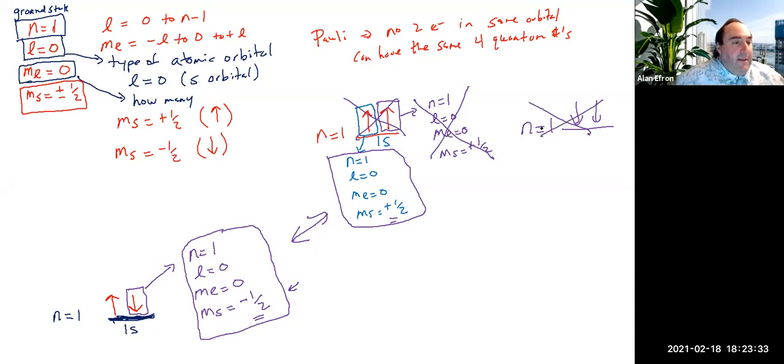So that is really the backstory for why when we put electrons into individual orbitals, they need to have different quantum numbers or different spins, because if they have the same spin and they're in the same orbital, they will violate Pauli's exclusion rule. Any questions on that there?